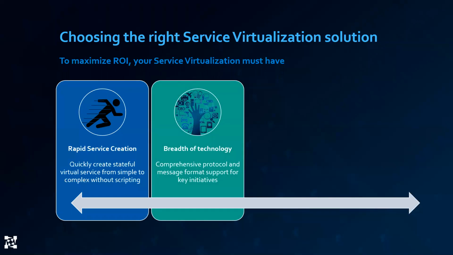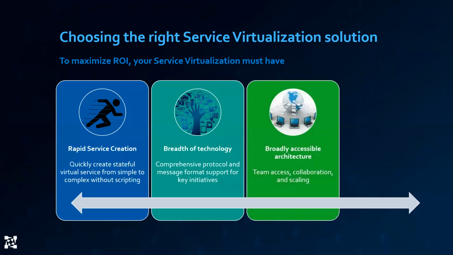Second is breadth of technology. Virtual services are like snowflakes. Every single one is different. It's akin to the types of real services that we have at our organization. We'll very rarely have 2 services that are doing exactly the same thing. Everyone's a little different. It has a slightly different way that you interface with that. And it'll have a slightly different technology. And so being able to have the correct breadth of technology for your key initiatives will be critical. And we'll dig into that a little bit.